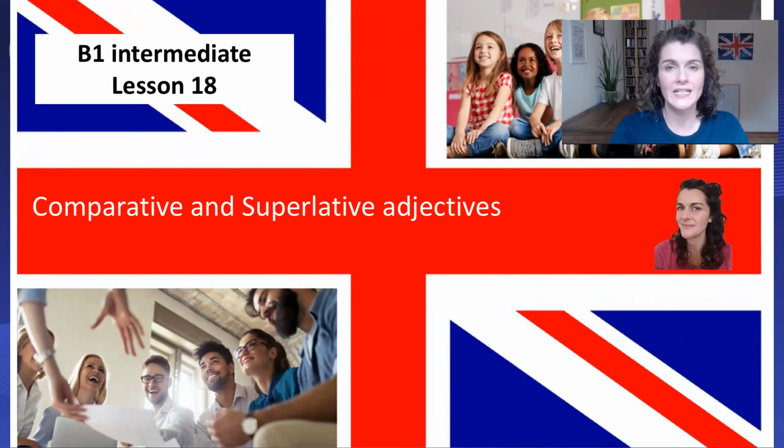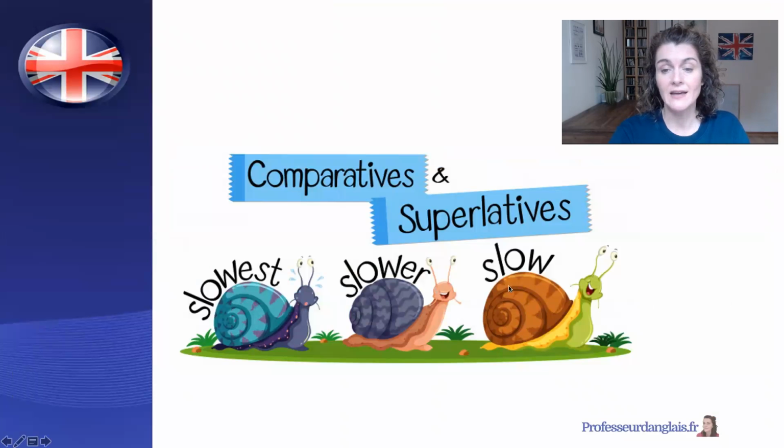Today we will be looking at comparative and superlative adjectives. For example, here I have an adjective, slow. In its comparative form, slower. In its superlative form, slowest.